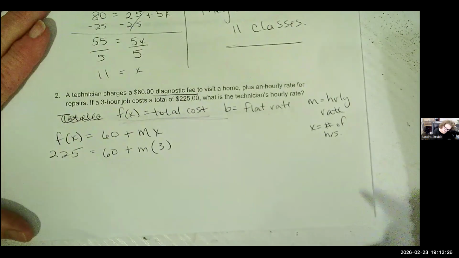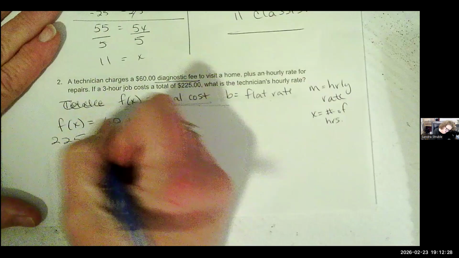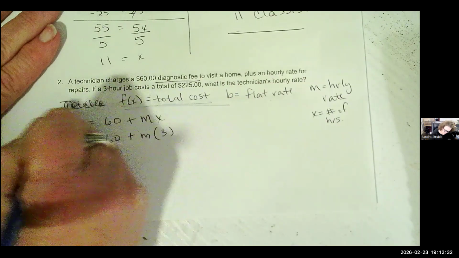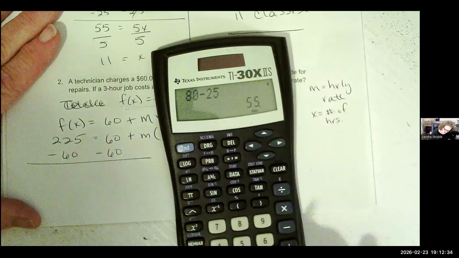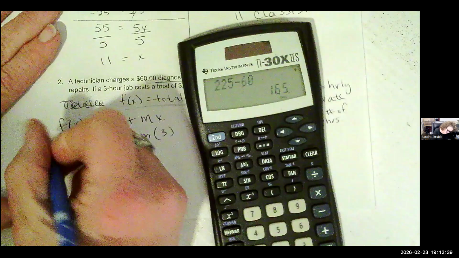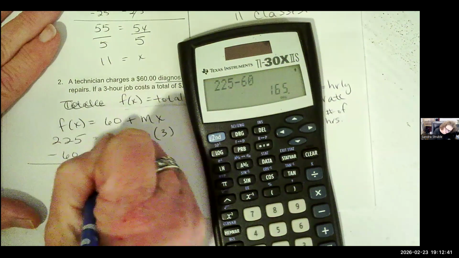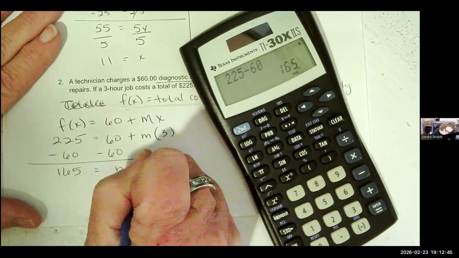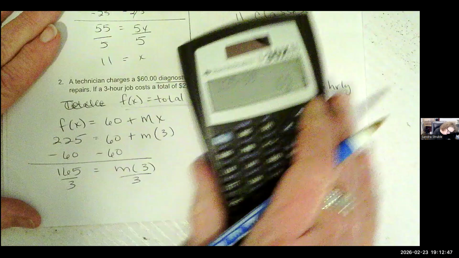Start by solving for M. Subtract 60 from both sides, and I get 165. This is M times 3. I'm not even going to multiply them together. Divide both sides by 3, and I get M is 55.